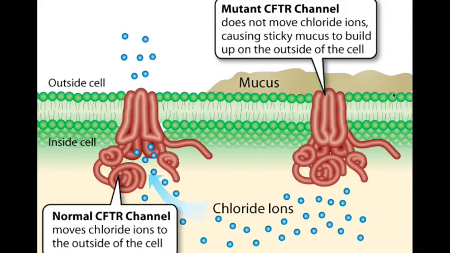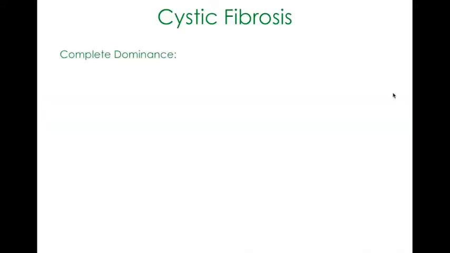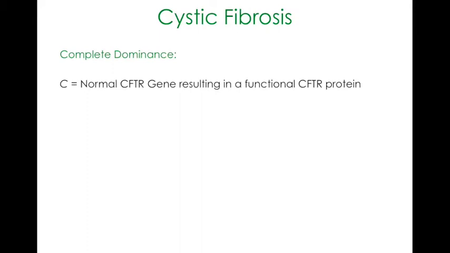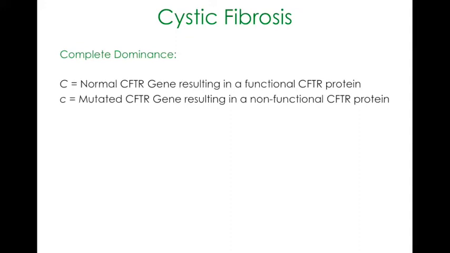Now, this is an example of complete dominance, because if you have a big capital C, you create the normal CFTR gene, resulting in a functional protein. A lowercase c means you've got an allele for a mutated version, resulting in non-functional protein. You only need one copy of the capital C.